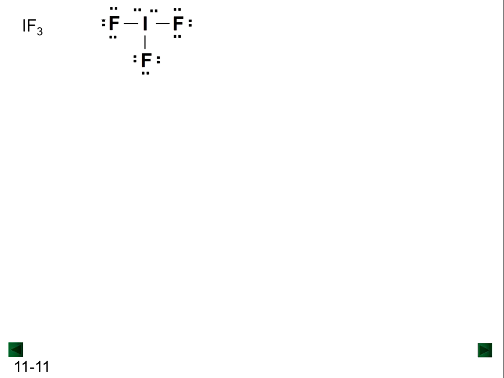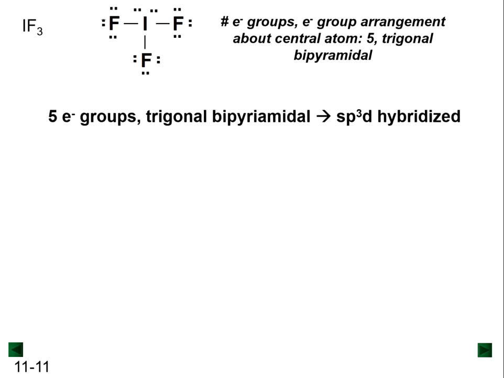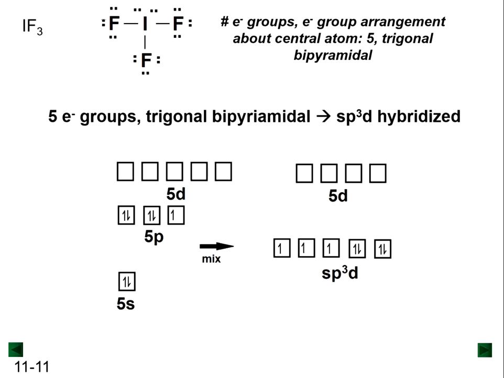Next, we'll look at iodine trifluoride. Iodine trifluoride, as we saw before, has 5 electron groups. Therefore, it is a trigonal bipyramidal electron group arrangement. In order to have 5 electron groups, we need 5 orbitals. So we have 5 sp3d hybridized orbitals. So for the iodine atom, which is a 5s2, 5p5, we mix this as follows. We take one of the d's, 3 of the p's, and the s to make an sp3d.